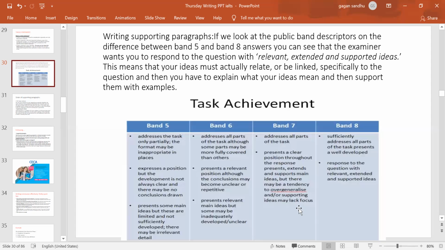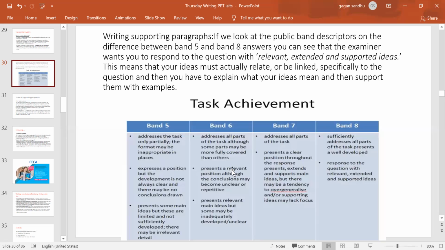So yes, for that, structure is your savior. So you know how much you should be writing, so that you're not overgeneralizing the thing, or you just keep talking only on the one aspect, being repetitive or something like that, and losing a few marks, right? Then band 8 is when you sufficiently address all parts of the task, present a well developed response to the question with relevant, extended, and supported ideas. So basically what they are after in the essay is band 8.